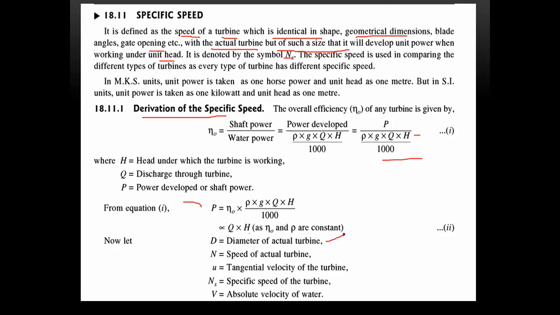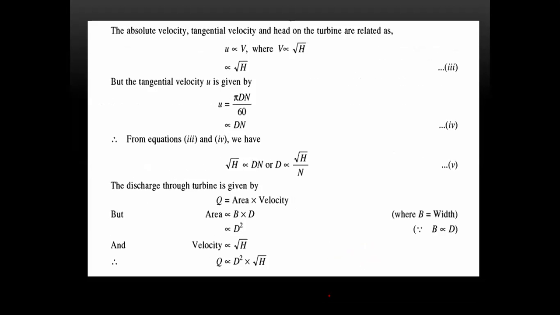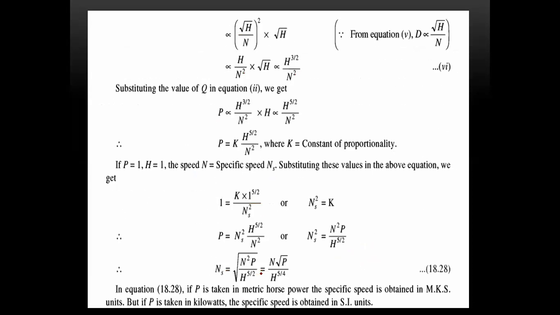Now let us consider the diameter of the actual turbine, speed, tangential velocity, the specific speed, and the absolute velocity of the water. Therefore, upon solving this, we are getting U is proportional to root H. The tangential velocity U is equal to pi DN by 60. Now applying 3, 4, we are getting this. The discharge through the turbine is given as Q is equal to area into velocity. Upon solving this, substituting the value of Q in equation 2, we get the P value and K value.